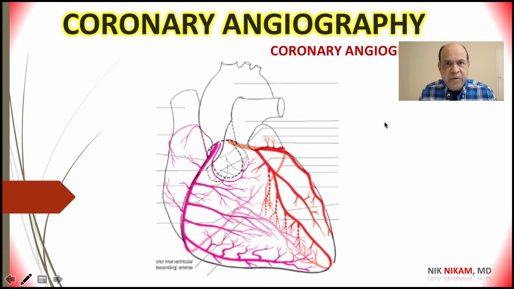There are two main coronary arteries that supply the heart, namely the left coronary artery system and the right coronary artery system. The left coronary artery arises from the left cusp, and we have the left main coronary artery which divides into the left anterior descending branch and the circumflex, which wraps around the left atrioventricular groove and supplies the lateral and the posterior walls.